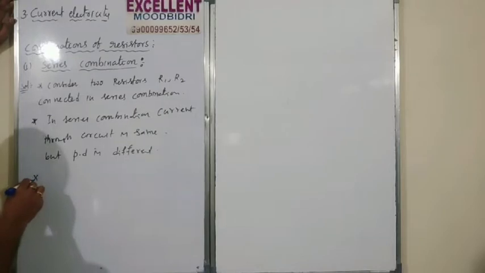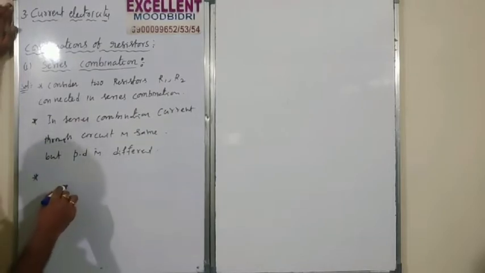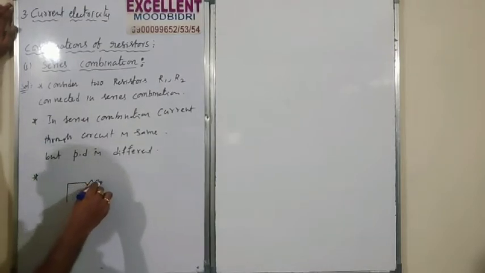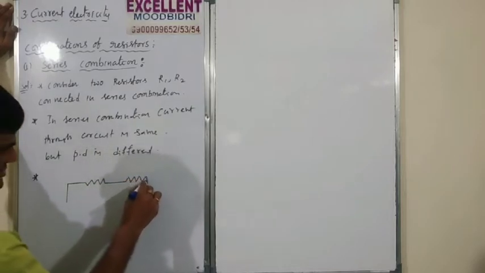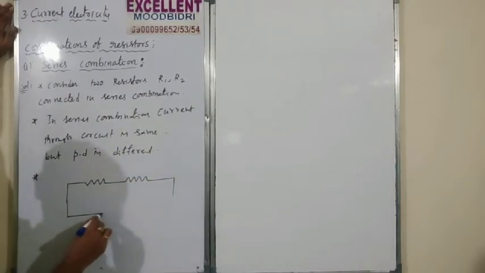For example, here I have two resistors. In this manner, this is the first resistor and this is the second resistor. Now this is the battery.